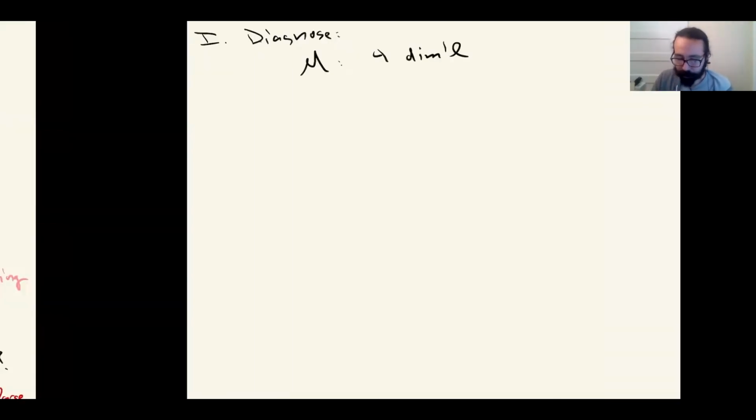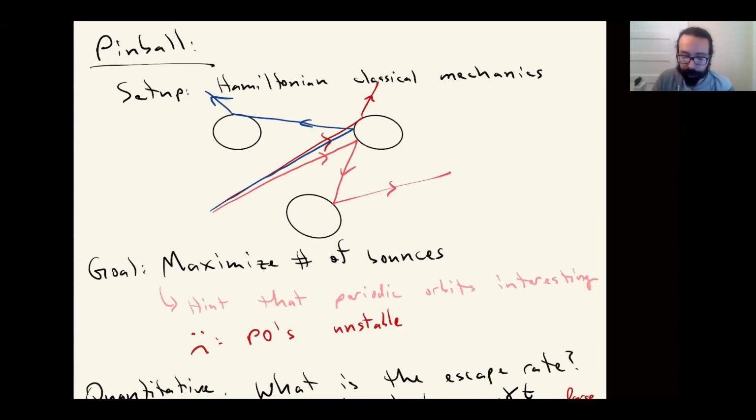So step one was diagnose. Okay, this is going to be relatively simple. Our phase space is 4-dimensional because we're considering motion in the plane of our pinball.